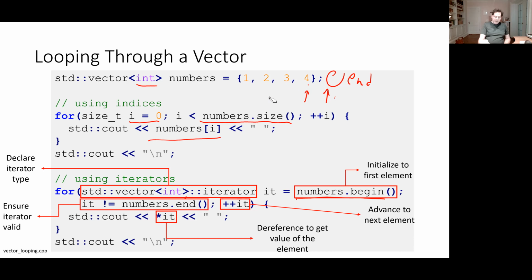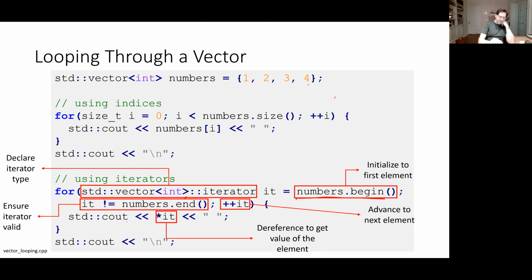So why would I use iterators in this case? Which code do you like better? Do you like the iterator code, or do you like the index code? Yeah, almost everyone likes the index. The first 2 people like the index. I like the index better too.